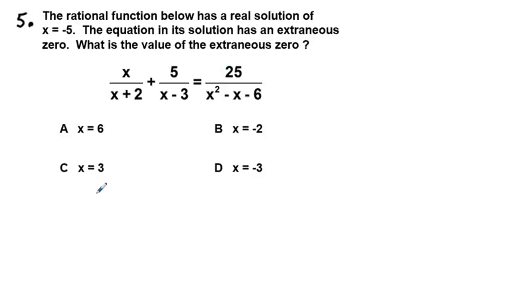Now, problem 5, which is similar to problem 3 but more complicated: we have the rational function below with a real solution of x equals negative 5. The equation in its solution has an extraneous 0. What is the value of the extraneous 0? What is an extraneous 0?